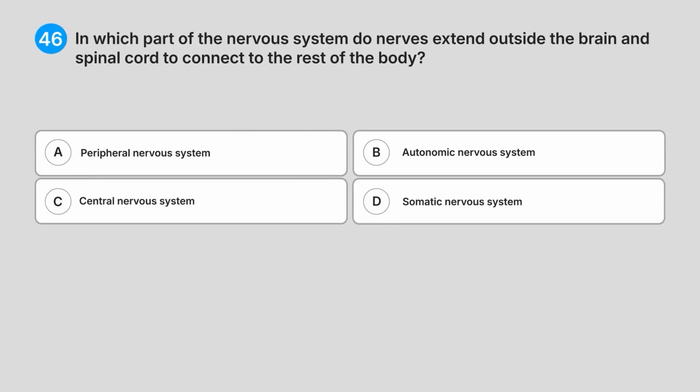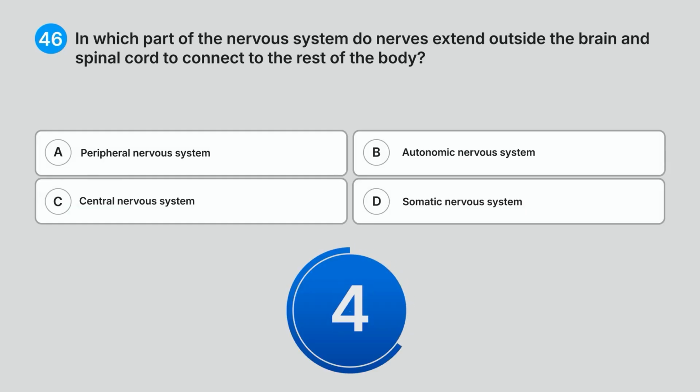46. In which part of the nervous system do nerves extend outside the brain and spinal cord to connect to the rest of the body? A. Peripheral nervous system. B. Autonomic nervous system. C. Central nervous system. D. Somatic nervous system. Do you know the answer?